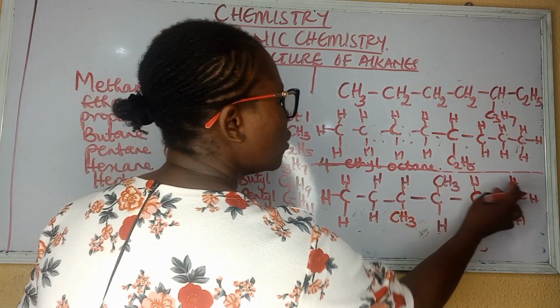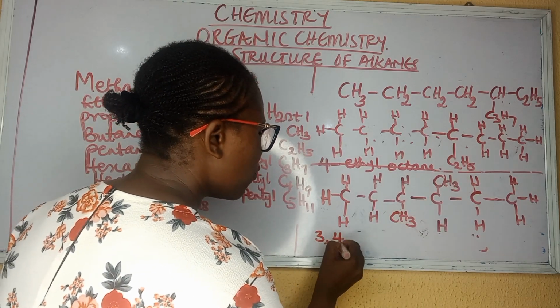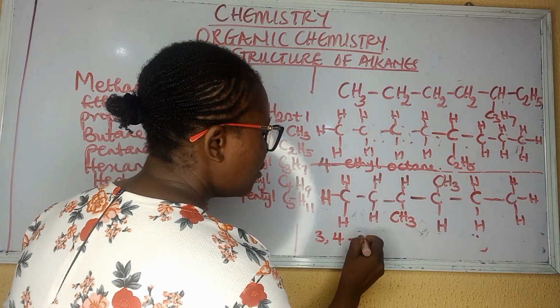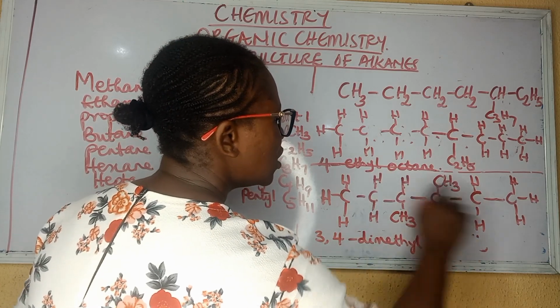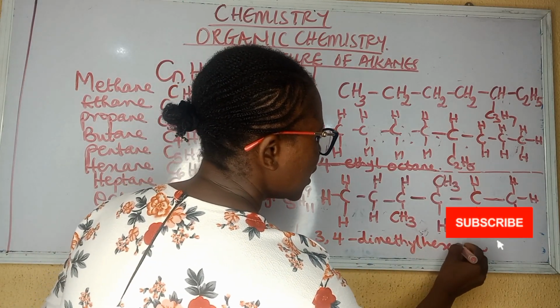So we are going to use 3, 4-dimethyl, because we have 2 methyl groups attached to this structure. Hexane, that is the structure.